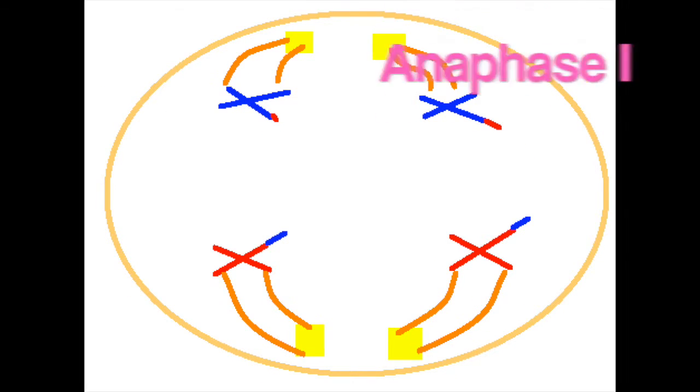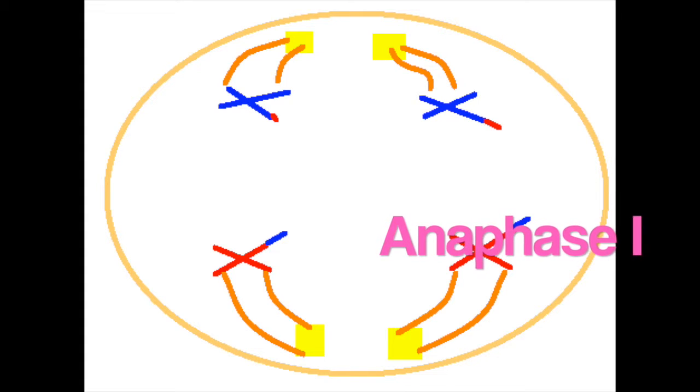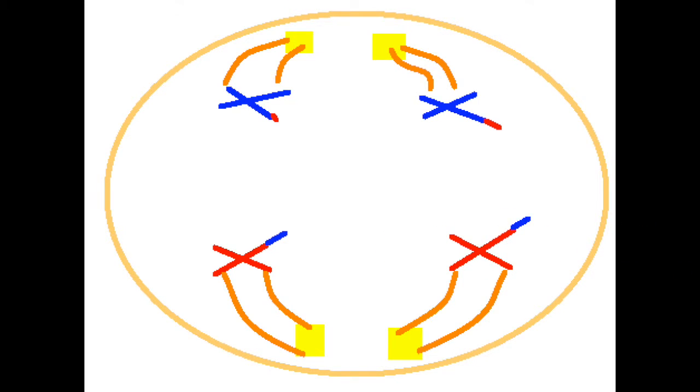The next step is anaphase 1. The mitotic spindle contracts into the centrioles, pulling and separating the tetrads. The cell begins to elongate.